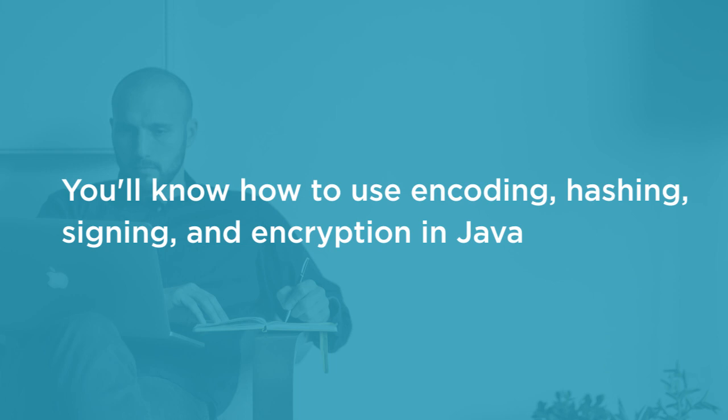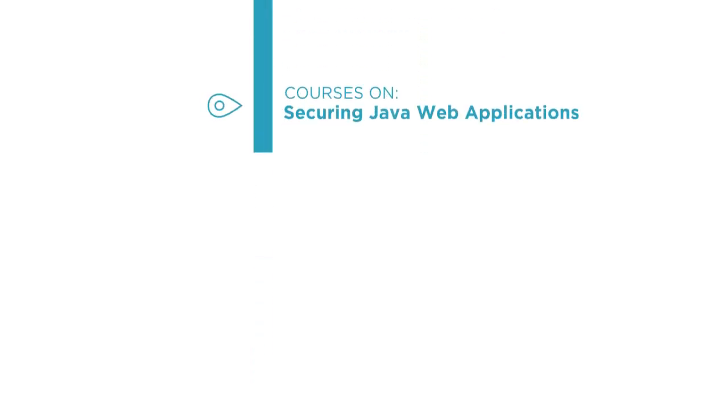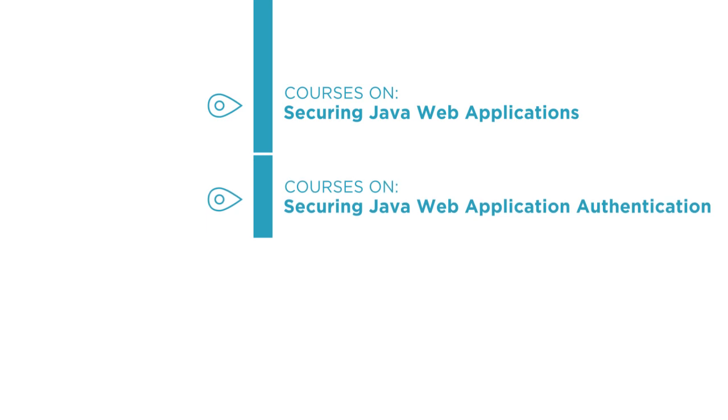By the end of this course, you'll know how to use the principles of encoding, hashing, signing, and encryption in Java. Before beginning the course, you should be familiar with Java, including Java 8. From here, you should feel comfortable diving further into Java Web Application Security with courses like Securing Java Web Applications and Securing Java Web Applications with Authentication.